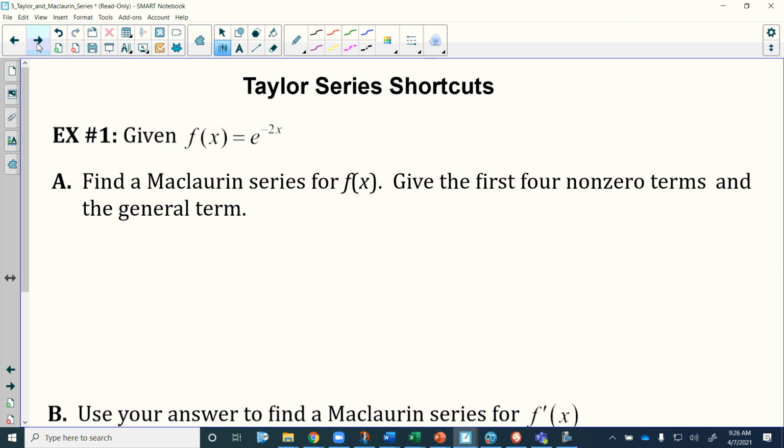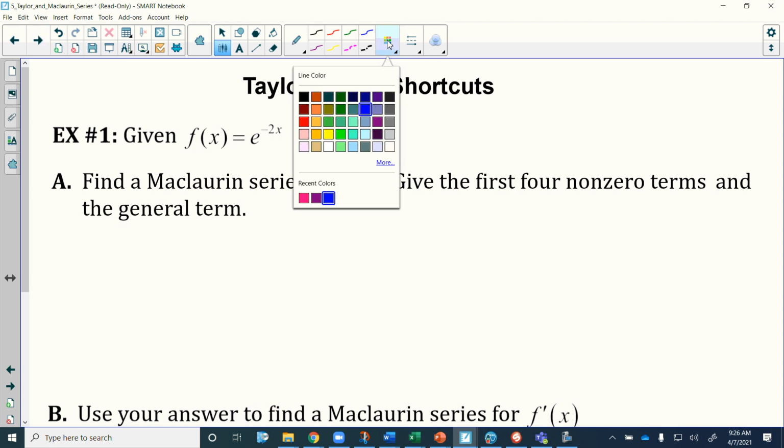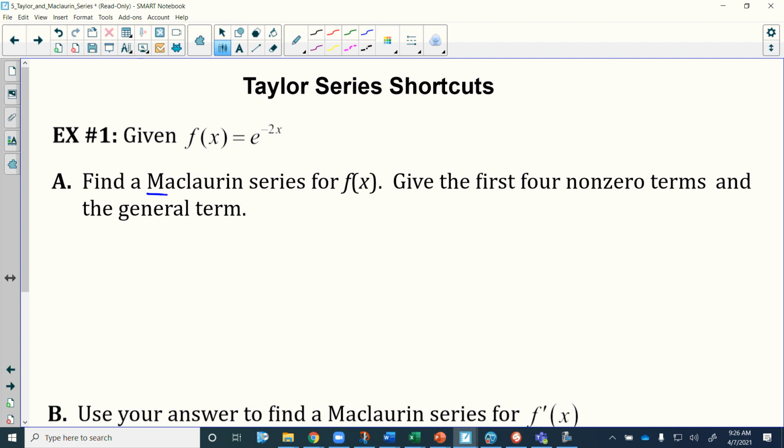Now, when it came to Maclaurin series, there were 3 Maclaurin series in previous lessons that you were expected to memorize. You were expected to remember something for sine of x, something for cosine of x, and what's going to help us on this problem is something for e to the x. Those were 3 transcendental functions that we need to memorize to help us work these types of problems out. So this is where we're going to go with it.